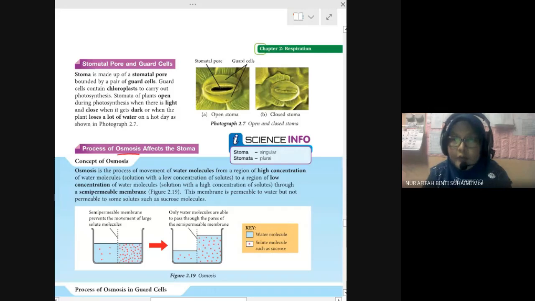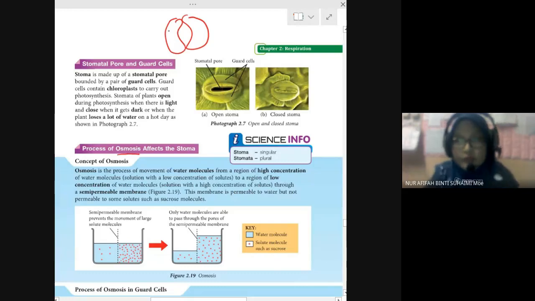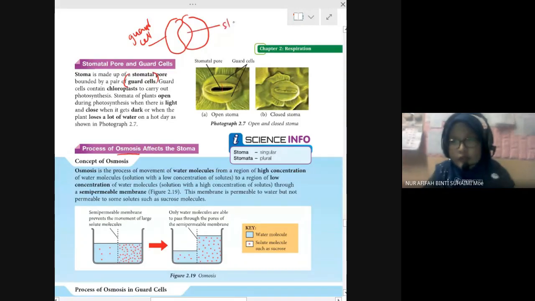Okay, we have open stoma and closed stoma. Yang ni pun saya dah explain dia punya structure, bean shape. The guard cells have a bean-shaped structure. Okay, open stoma. Remember to label. This is the guard cell. The guard cell looks like a bean. And the center is the stoma.